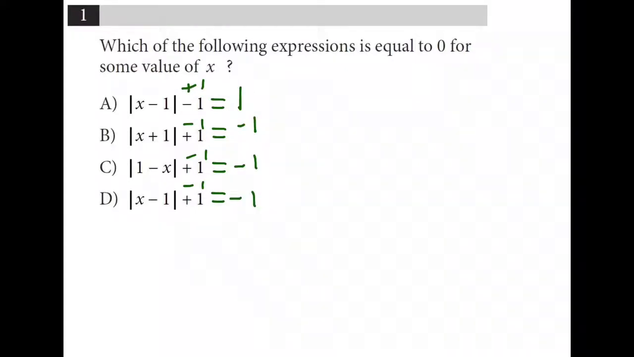On the right, I'll do the same, and you can see that for b, c, and d, I have the absolute value of something is equal to a negative number, which is impossible. That's why a is the best choice.